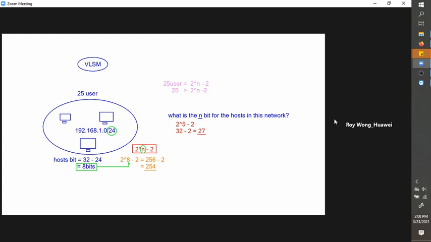Betul. So, 27. Sorry, my mistake. Kiraan kita sini mesti nak lebih. So must be more. So, 2 power of 5 minus 2. Jawapan sebenarnya ialah 27. Ya, betul, that's correct. Okay, so dengan kiraan itu, you tahu itu n bit lah.